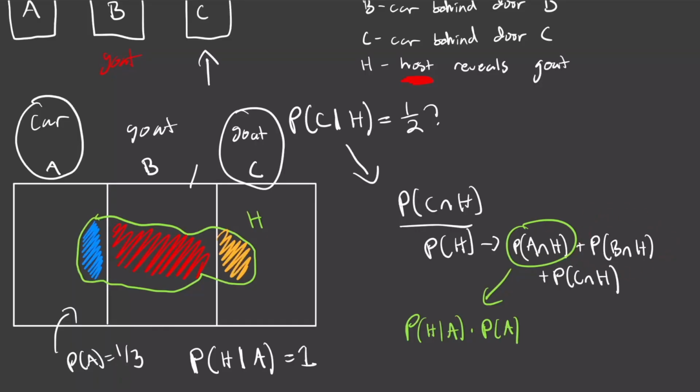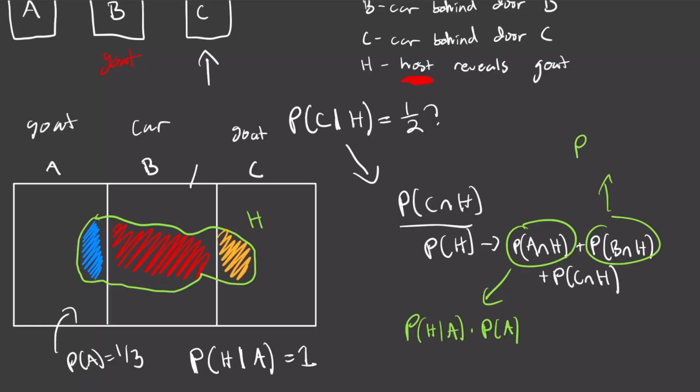Okay, now let's calculate the intersection between B and H. So let's imagine first that the car is behind door B and the other 2 are goats. What's the probability that the host reveals the goat behind door B, given that the car's behind door B? Well, this is obviously 0%. The host cannot reveal a goat behind door B if there's a car behind there. So this, which was equal to this times the prior, which is the probability of B, which also would have been 1/3, is going to be a term of 0.